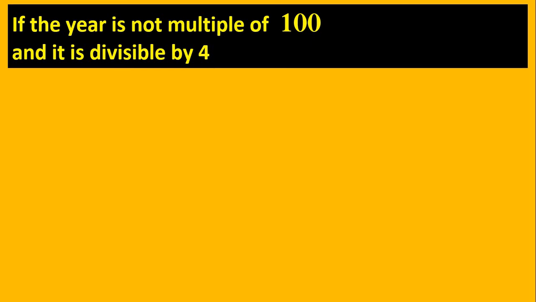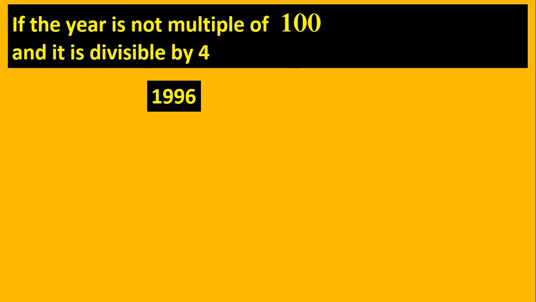If the given year is not a multiple of 100, that means not 100, 200, 300, 400, 2100, 2200, 1900, likewise, then what you have to do is, you have to check whether it is divisible by 4 or not. If it is divisible by 4 and it is not multiple of 100, it is actually a leap year. And also, if it is not multiple of 100 and it cannot be divided by 4, it is not a leap year.